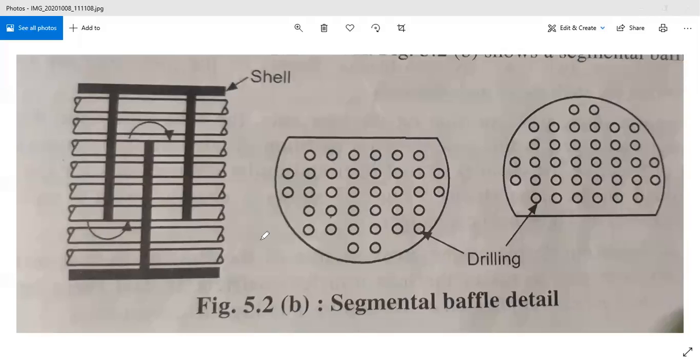Right? So from this diagram, you can observe the shell side fluid flow direction also. This diagram shows the direction in which the shell side fluid is passing with the help of this baffle arrangement.